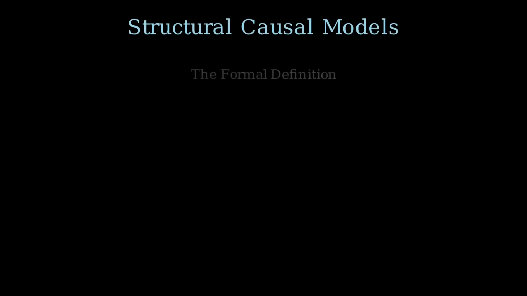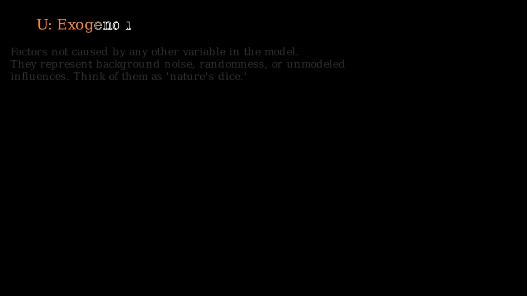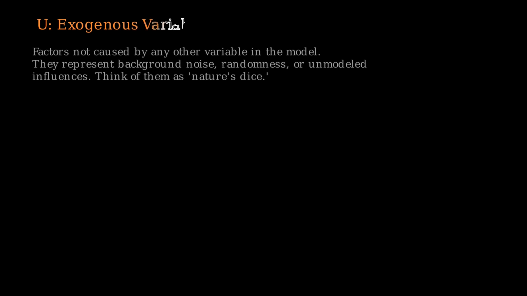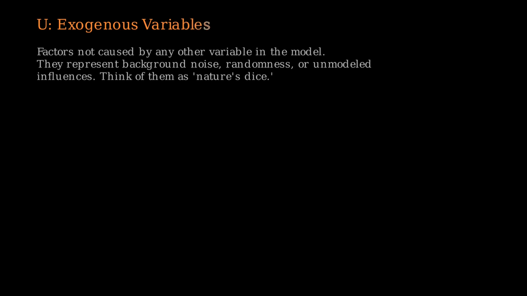Now that you have a mental picture, let's formally define an SCM. A structural causal model is a triple M equals (U, V, F), where U is a set of exogenous variables. These are factors that are not caused by any other variable in the model. They represent background noise, randomness, or unmodeled influences, like genetic predisposition, measurement error, or random shocks. Think of them as nature's dice.